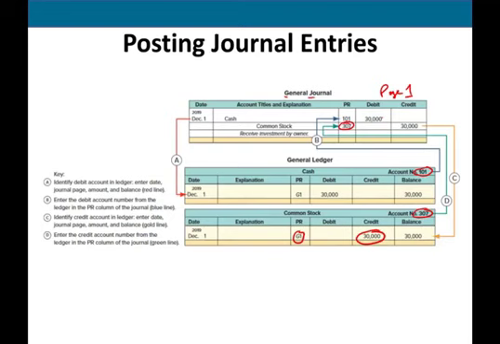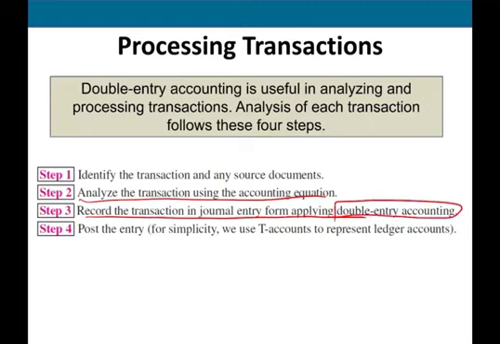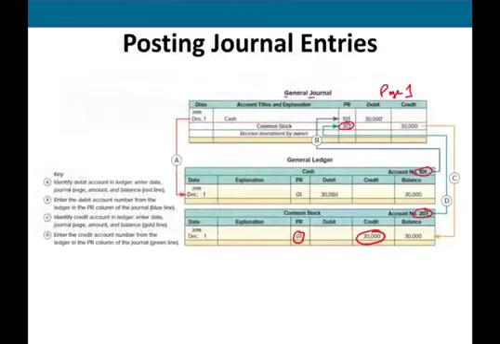What we're going to go over is the general journal, journalizing transactions. We're going to start from the beginning. We're going to identify the transaction from any source document. We're going to analyze it as we did in the prior chapter. Record the transaction in the journal entry, applying the double entry accounting, the debits and the credits, and post the entry. For simplicity, we're going to be using the T account to represent the ledger. So when I say this is the ledger, you're going to see it's a T account. I just showed you that the ledger is a T account, except the formal ledger will have the running balance on the side. For our purposes, we don't have a running balance. We have to compute the running balance ourselves.